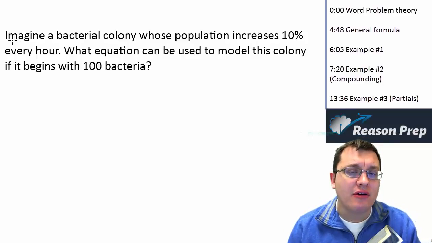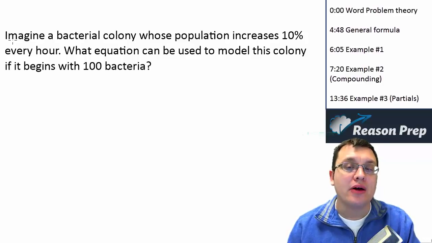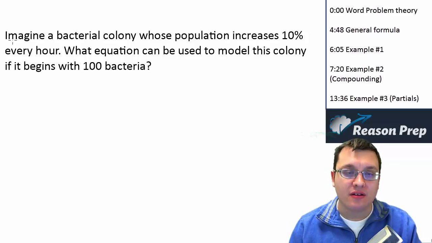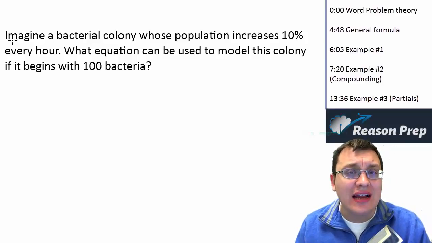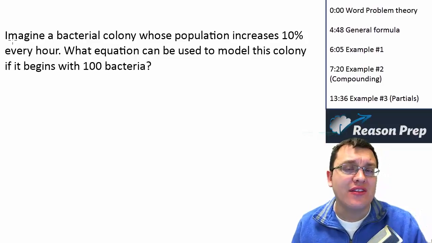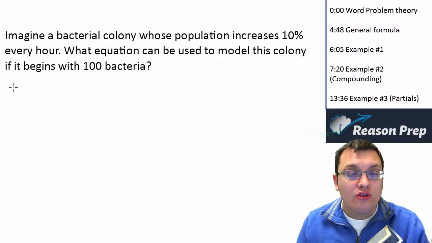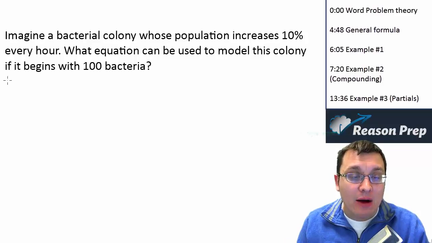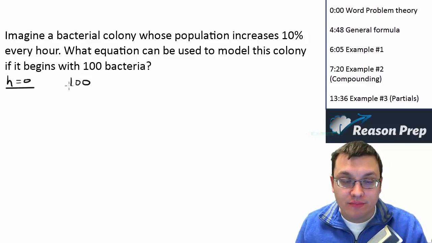Imagine a bacterial colony whose population increases 10% every hour. What equation can be used to model this colony if it begins with 100 bacteria? So let's actually find out what this equation would look like, and this will help us derive the equation that we will use on all of these questions. So we begin at hour 0 with 100 bacteria.